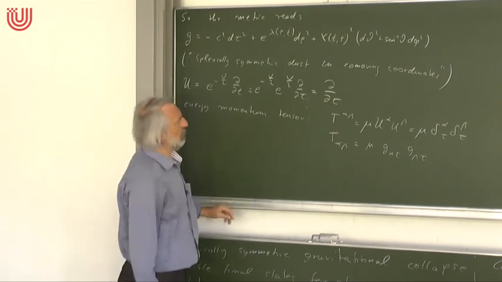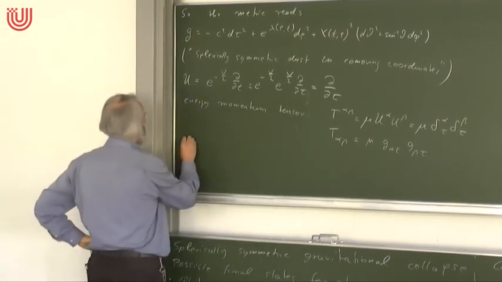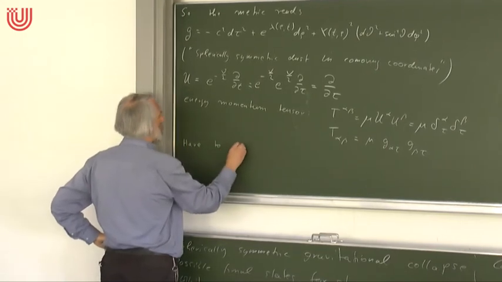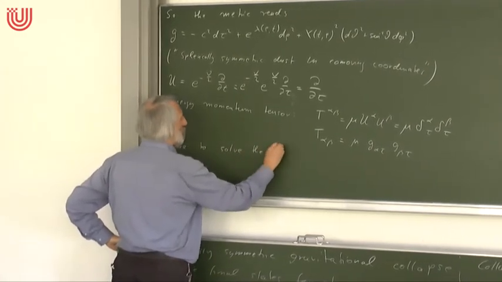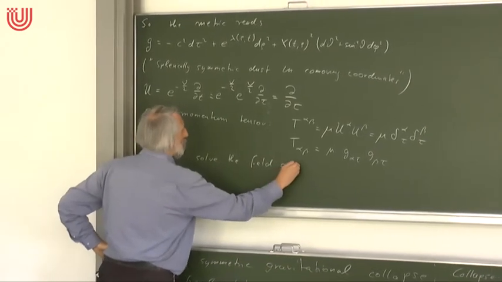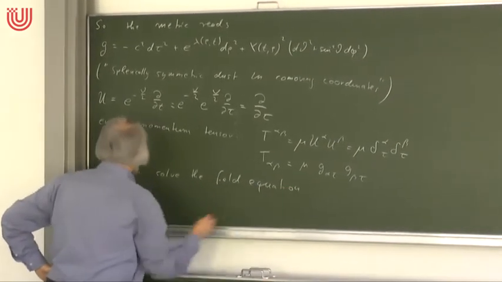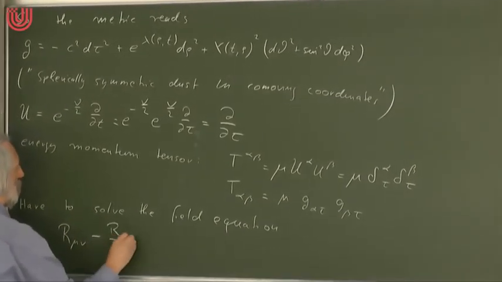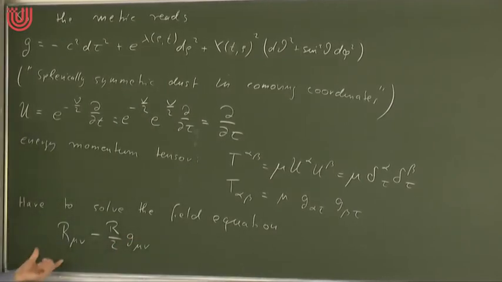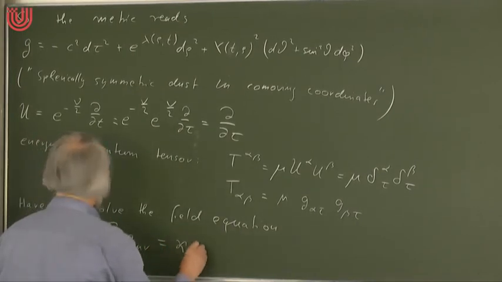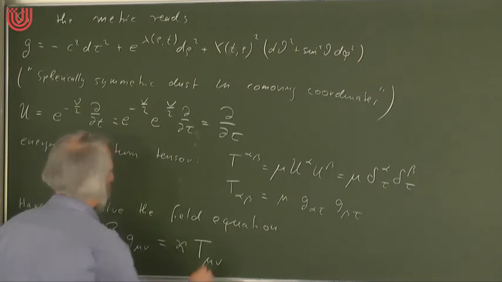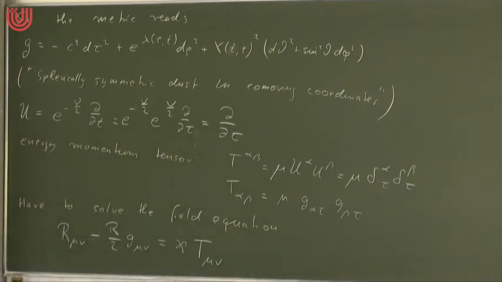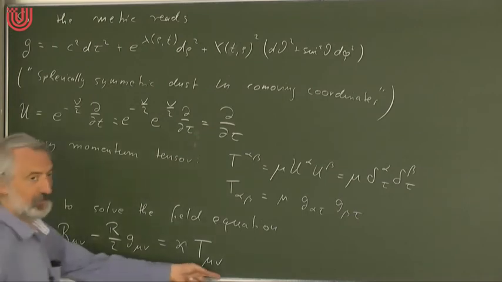Okay, this was the preparation. Now we have to write down the field equation. So we have to solve the field equation: R mu nu minus R half g mu nu. Here we have to insert our form of the metric into these expressions. And on the right hand side we have kappa T mu nu. Now I wrote mu and nu. I hope that's not too confusing. So now they are just coordinate indices.